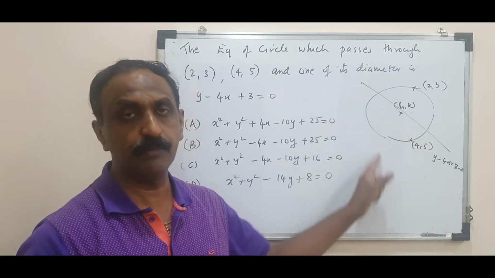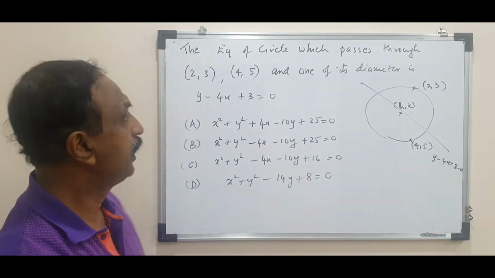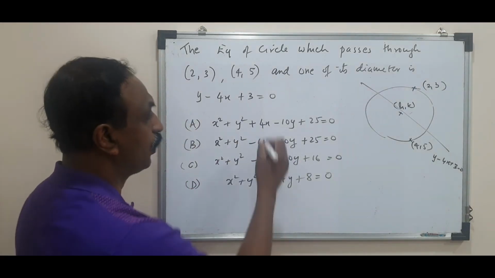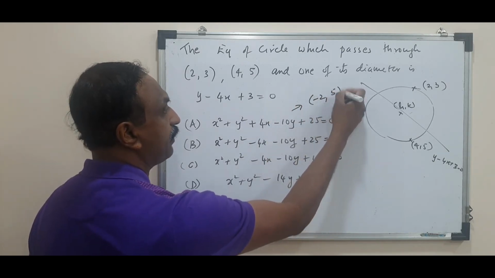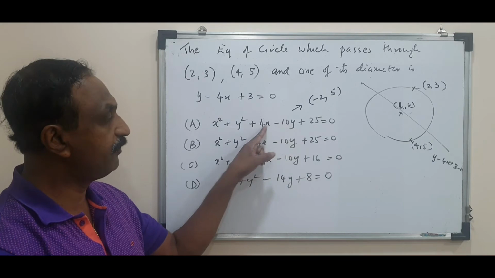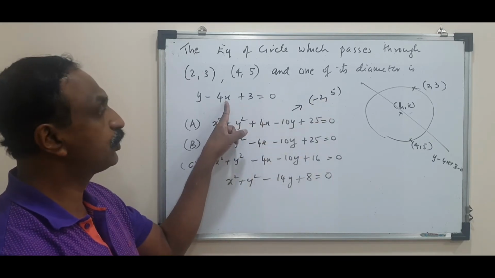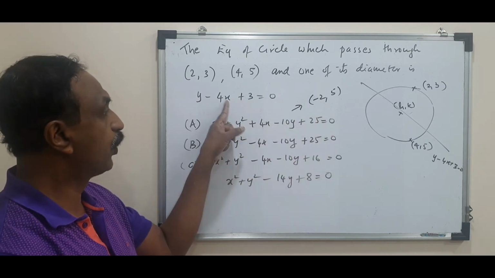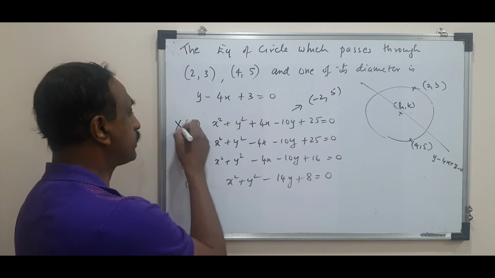In an MCQ examination, you cannot do so many steps. So we have to do the reverse process. We know the center of the circle. What is the center of the circle? The center is (minus 2, 5). Divide the coefficient of x and y by minus 2. So (minus 2, 5). Check whether (minus 2, 5) satisfies the equation. 4 plus 2, 8, and all positive will not give you 0. So this is not your answer.